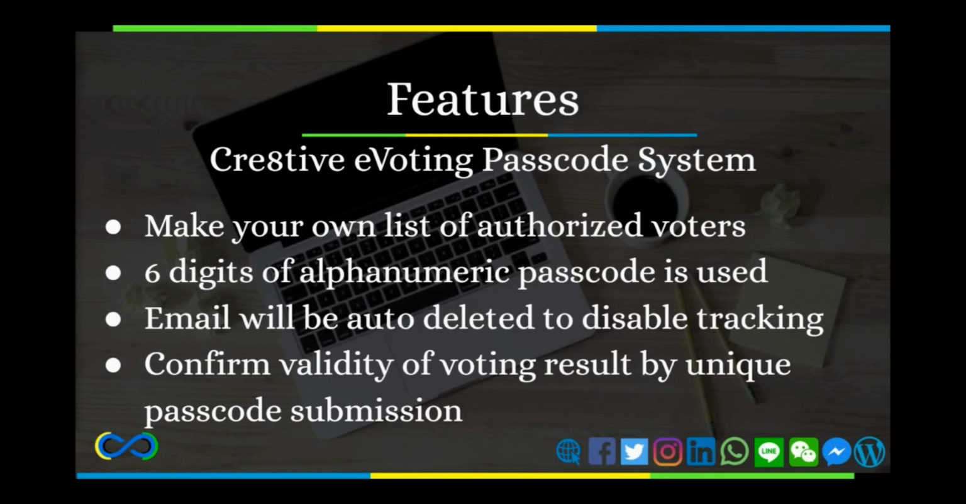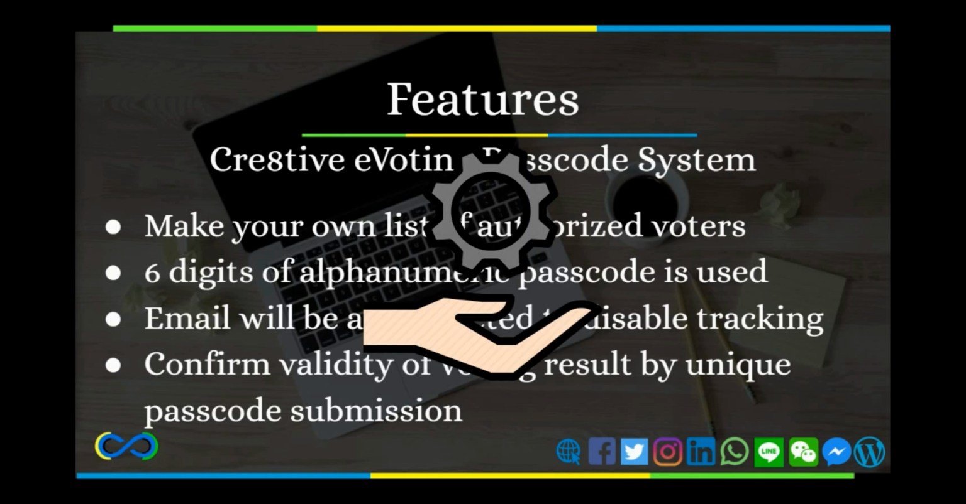The Cre8tive eVoting passcode system helps to make sure that the voting process achieves some level of confidentiality without collecting participants' personal details, such as email and name. By using this passcode system, the form owner can control who is given authority to vote by inputting email addresses in a Google Sheet that is connected to the Cre8tive eVoting passcode system add-on.